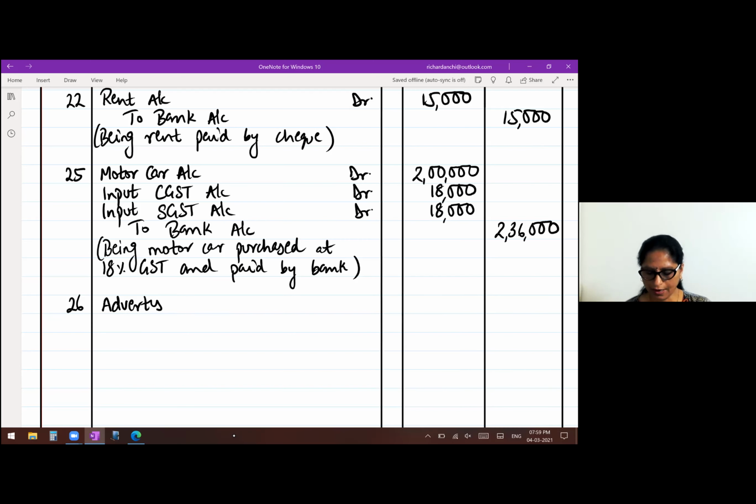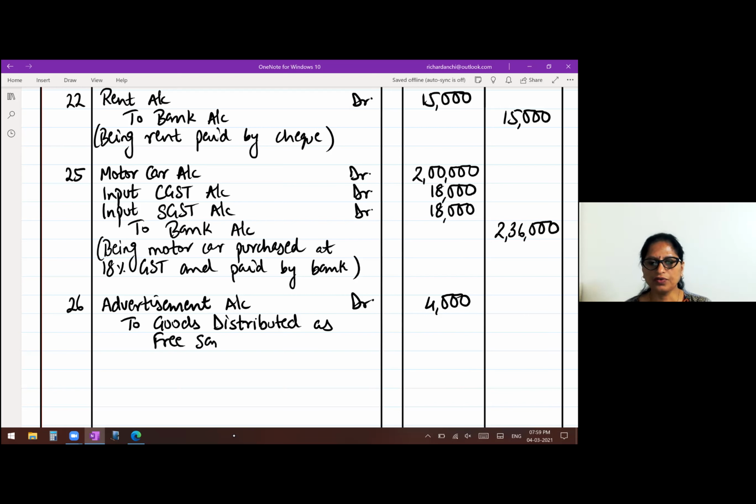Advertisement account debit 4,000 to goods distributed as free sample account 4,000. I've given you 11 entries on goods. So one of them is this. You can go through them again, those first 11 entries. Narration being goods distributed as free sample.